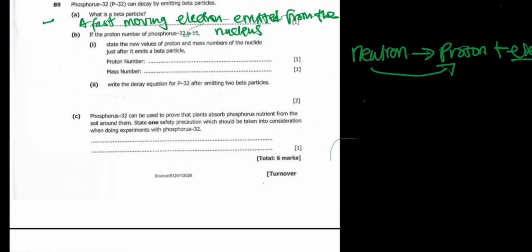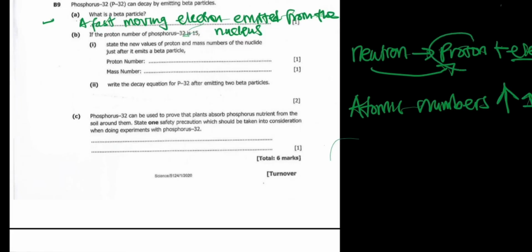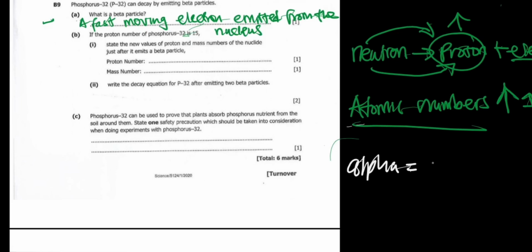And so because of that, the atomic number of this particular atom increases. It increases by 1. Why? Because the atomic number is actually the number of protons in the nucleus of an atom. So if one neutron is changed into a proton, then the number of protons actually goes up. Therefore, the atomic number goes up by 1. So make sure you understand that. For an alpha particle, the alpha particle actually has 2 protons and 2 neutrons.